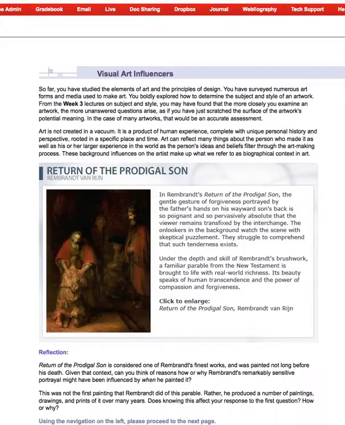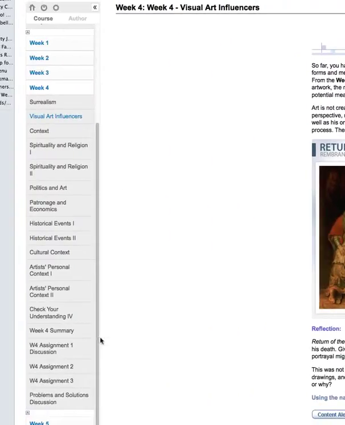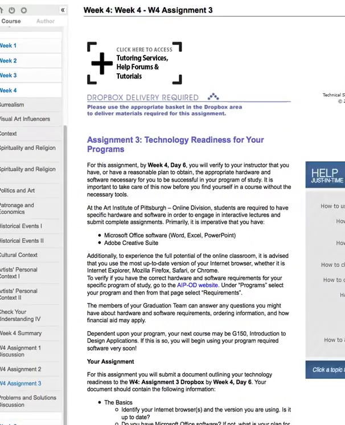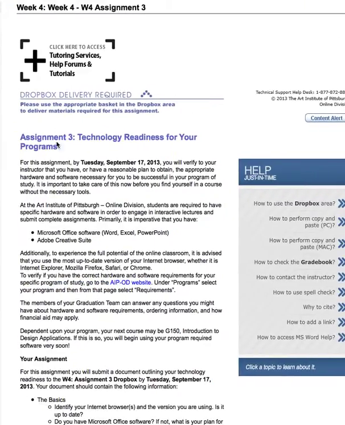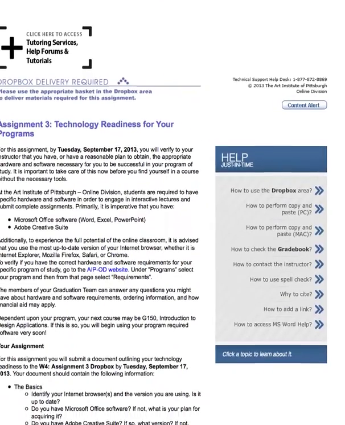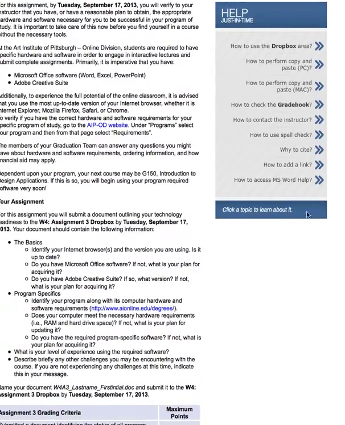And then the third assignment is pretty darn easy, if I do say so myself. All I want you to do, all we ask you to do, is that you go through and assess your technical readiness. And by that I mean you're going to have to go down here and read a little bit about what they ask you to do. They're going to want you to identify your internet browser. Are you using Internet Explorer? Are you using Firefox? What are you using? Safari? Do you have Microsoft software? If not, do you plan on getting it? Now, these are just things, there's no right answer here. These are the things that are going to focus you really for success.